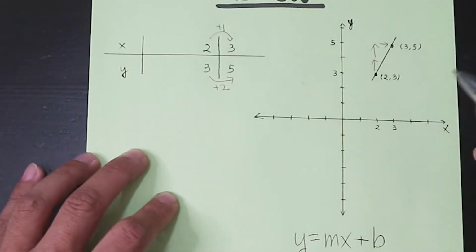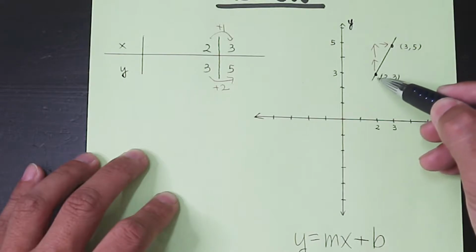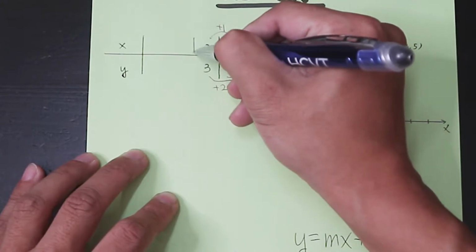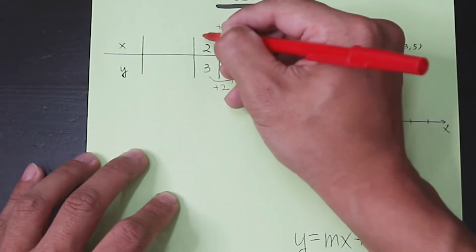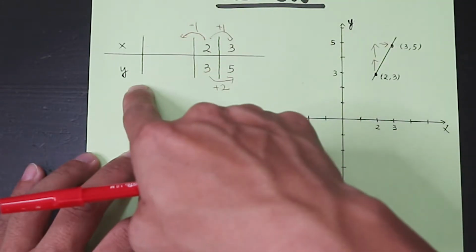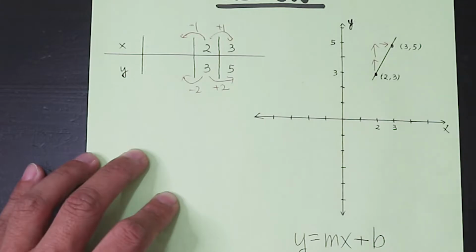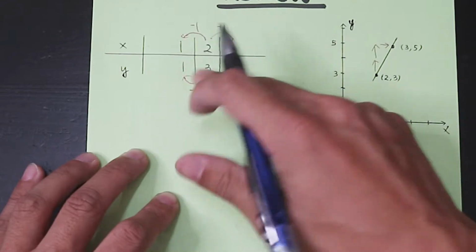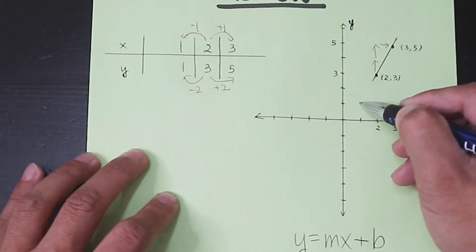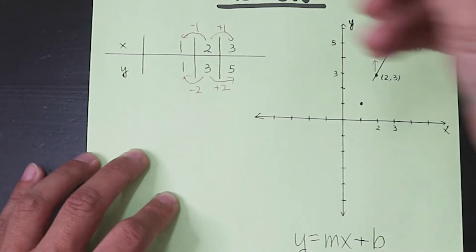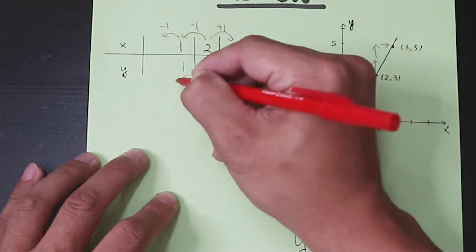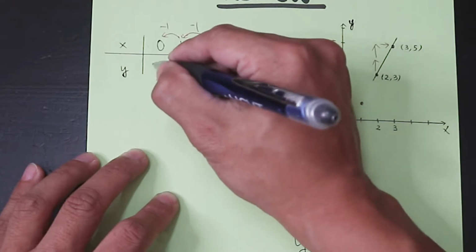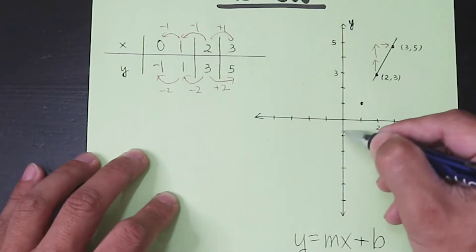So if I were to continue, I want to know where the line crosses the y-axis. So instead of +1 and +2, I'm going to subtract 1 when I move to the left on the table, and subtract 2, and see what happens. So 2 minus 1 is 1, and 3 minus 2 is 1. That means (1, 1) must be on the same line. So I'm going to keep going in that fashion, subtracting 1 and subtracting 2. So this becomes 0, and 1 minus 2 would be -1. Well, (0, -1) is right here.